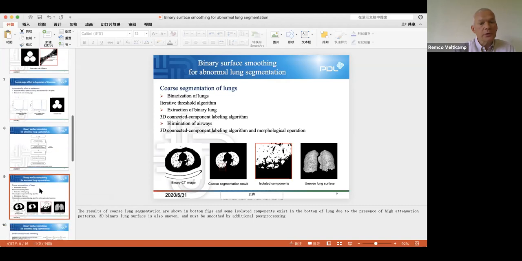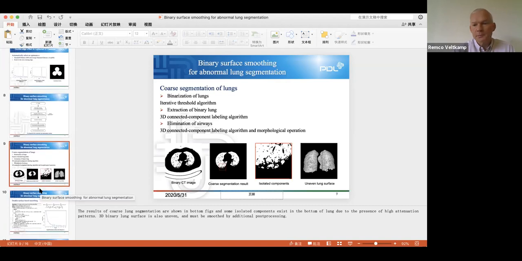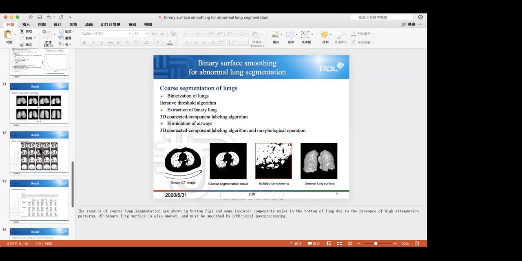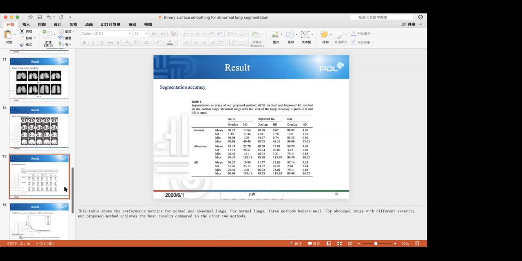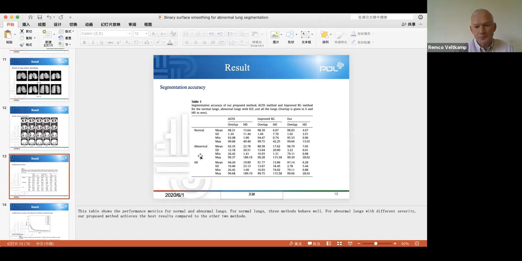Does it also work for normal lungs? Oh, here we test both normal and abnormal lungs. Okay, okay.